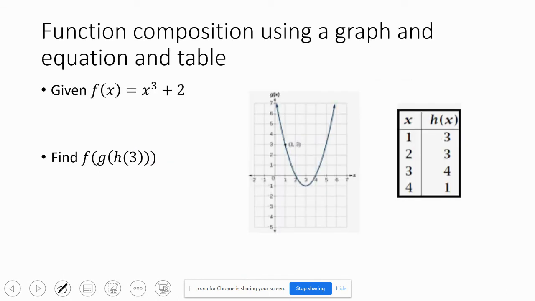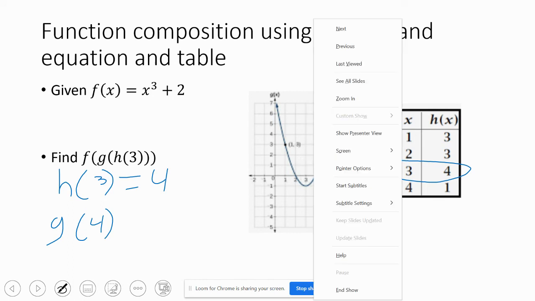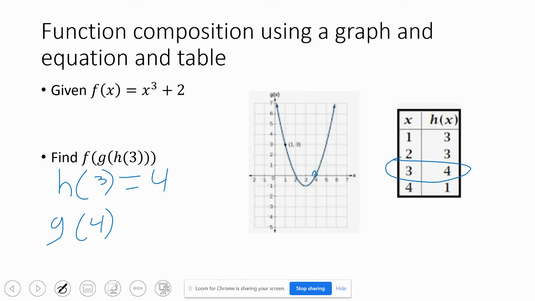Now, one example where they could ask you to use multiple representations in one. Here, we want to start with the table, and then go to the graph, and then go to the equation. So if we start from the inside out, we first find h at 3. That's the table. So h of 3 is 4. Then we take that 4 and we plug it into our graph. So g of 4 is right here at 0. Then we take that 0 and put it inside our function.